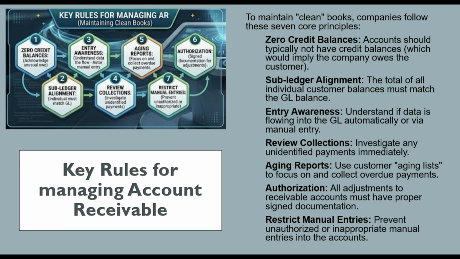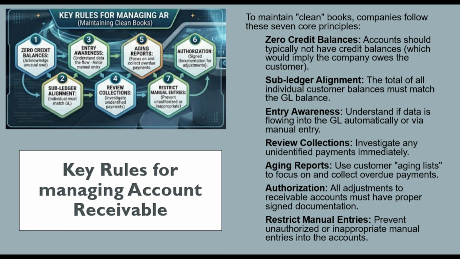7 golden rules that companies use to keep their financial records clean and accurate. Think of these as safety checks for the money the company is waiting to receive. Here is the simple breakdown. 1. Zero credit balances. Generally, a customer's account shouldn't show a credit, meaning the company owes them money. If it does, you need to find out why.